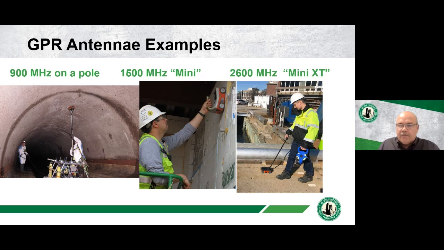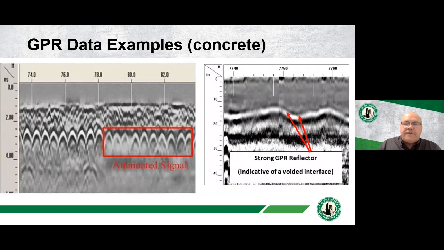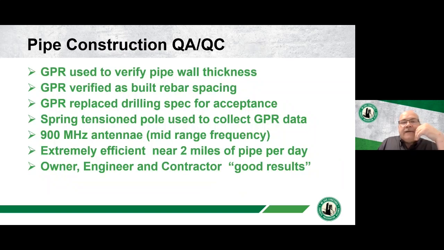And there's a newer version, the Mini XT. It's a little more modern. That's a very effective tool. There's also a little palm extension that plugs into that. We do want to cross over the reinforcing or the conductive material to find it. And what does it look like? It looks like parabolas. On the left here, the GPR examples are shown and the signal is attenuated on the right. And on the right image, trying to verify the pipe wall thickness.